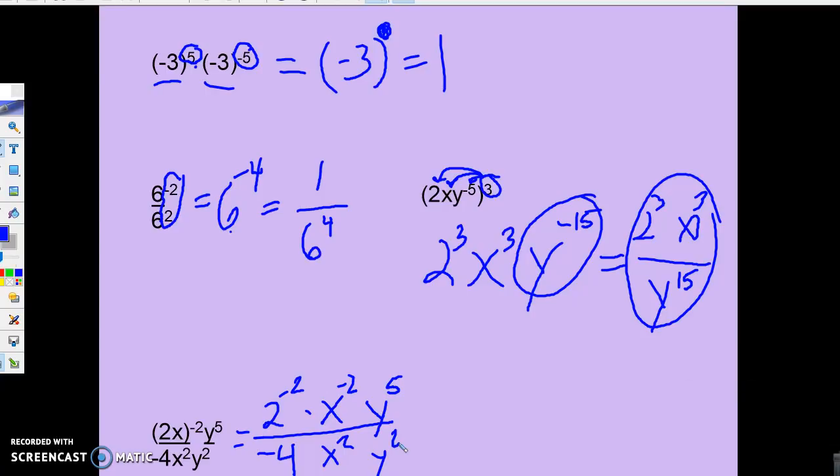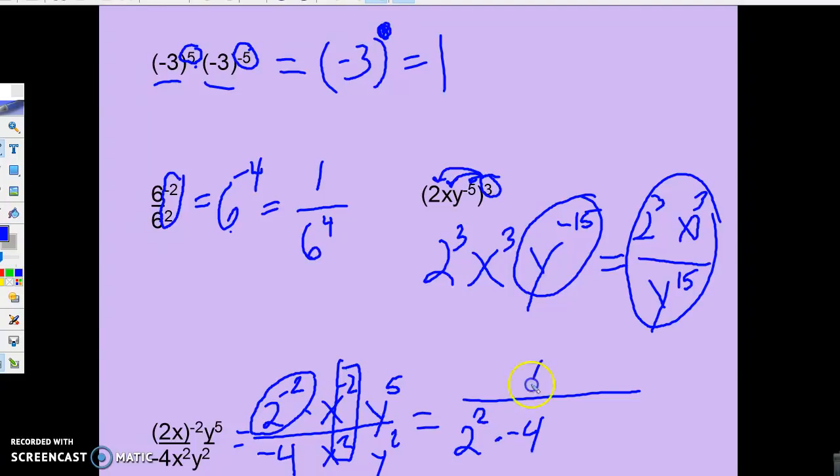So when I see this, first of all, I can't have a negative exponent, so that has to get moved to the bottom. So I'm going to make my 2 to the second power. My negative 4 stays as negative 4. I need to subtract here, so negative 2 minus 2 is x to the negative 4th, and my y to the 5th and y squared becomes y to the 3rd by subtracting.